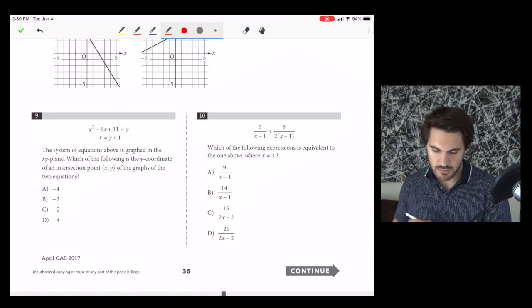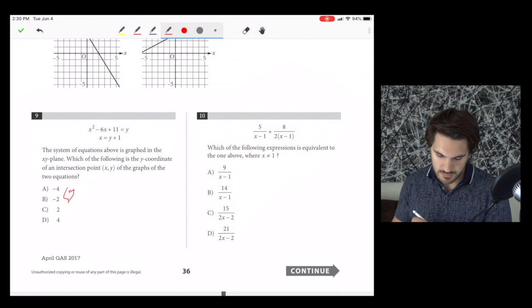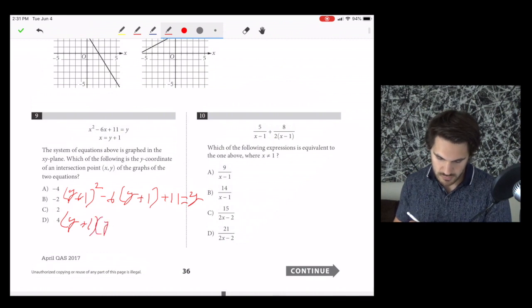So let's replace all the x's in the first equation with y plus 1. So that's going to be y plus 1 squared minus 6 times y plus 1 plus 11 equals y. Okay, so this is y plus 1 times y plus 1 minus 6y minus 6 plus 11 equals y.